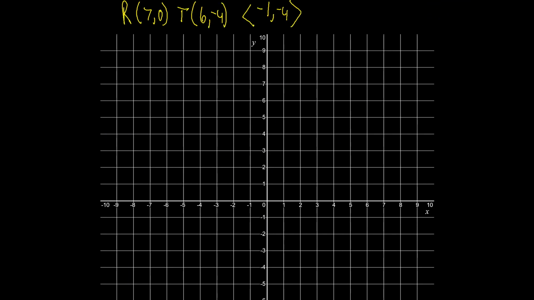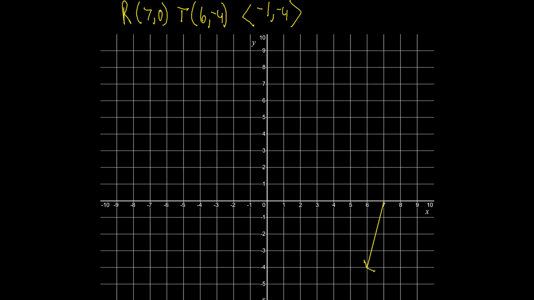So let me draw this vector. Let me draw RT here, and I'll draw it using the exact same color. So this vector starts at 7, 0. So it starts over here at 7, 0. And then it goes to 6, negative 4. So what we're dealing with is this vector right here. This right here is vector RT. Okay, so it started at 7, 0 right here, and it ended here at 6, negative 4. This right here is vector RT.